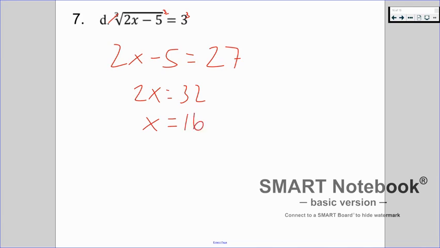Take our 16 and plug it in. Cube root of 2 times 16 minus 5. Does that equal 3? And it does. It ends up being 32 minus 5, which is 27. Cube root of 27 is indeed 3. So there's number 7. We'll take a look at number 8 next.